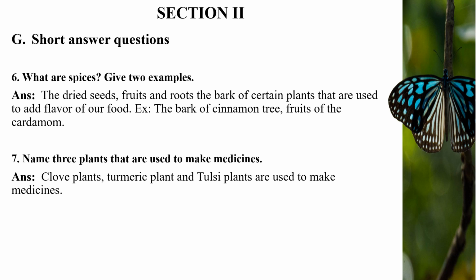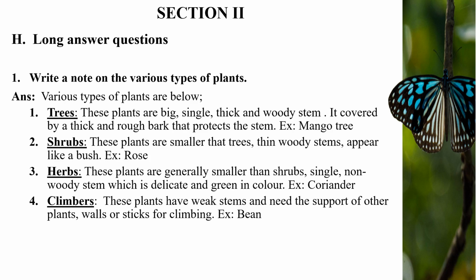Sixth question, what are spices? Give two examples. Answer, the dried seeds, fruits, roots, and bark of certain plants that are used to add flavor to our food. For example, the bark of cinnamon tree, fruits of the cardamom. Seven. Name three plants that are used to make medicines. Answer, clove plant, turmeric plant and tulsi plant are used to make medicines.